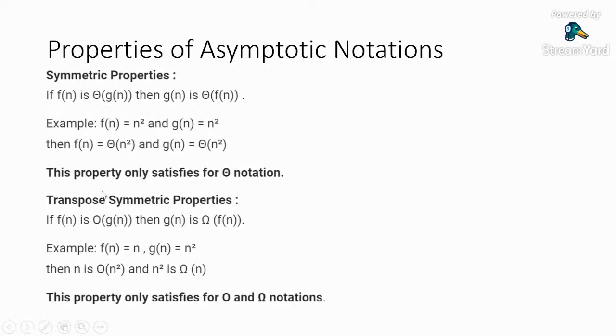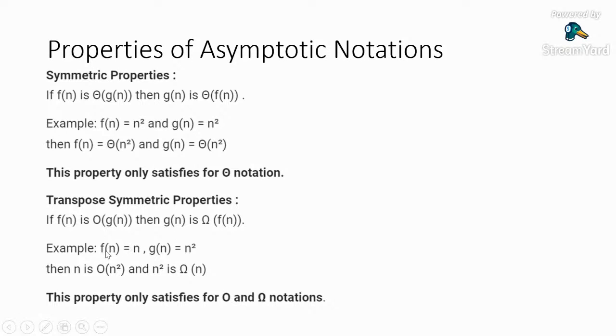Okay, then the next property is transpose symmetric property. What is transpose symmetric? If f of n is order of g of n, then g of n is omega of f of n. Okay, that is correct. Smaller function is always order of larger function, then we can say larger function is omega of smaller function. That's what we are saying here. So this property is satisfied both for order of as well as for omega notations.